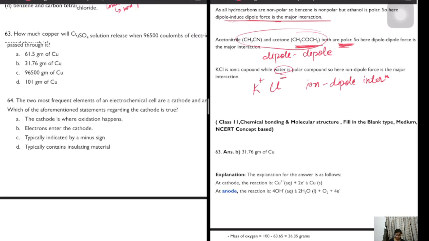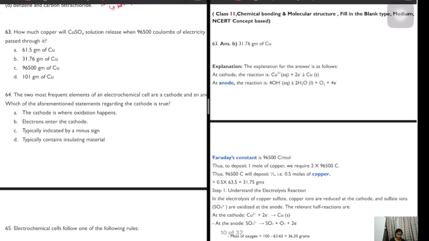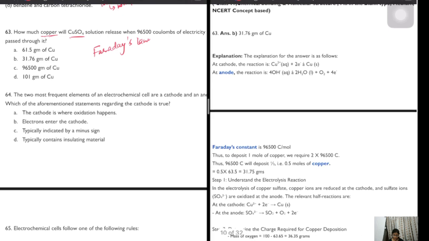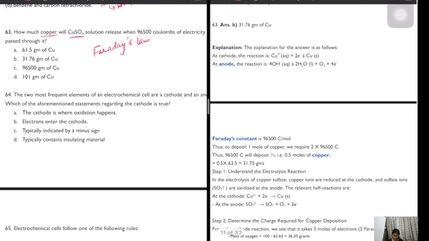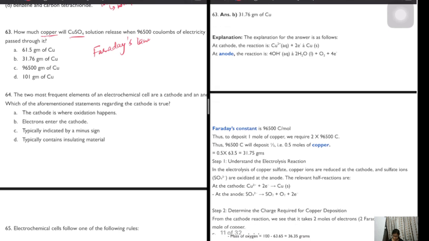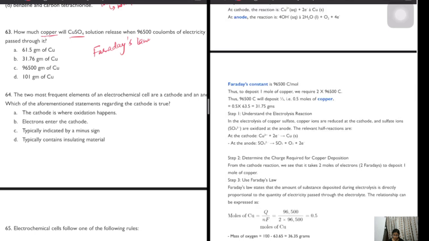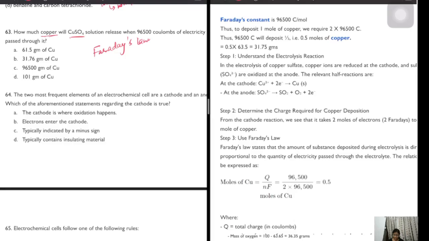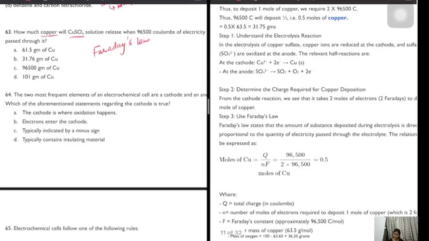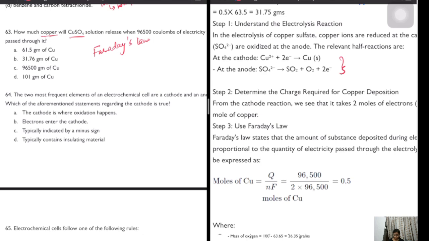The next question says, how much copper will CuSO4 solution release when 96500 coulombs of electricity is passed through it? What we will use here is Faraday's law. That is the key concept here. So let's see how we will solve this. Firstly, what is the electrolysis reaction? It is this. You can see the number of charge change would be 2, right?